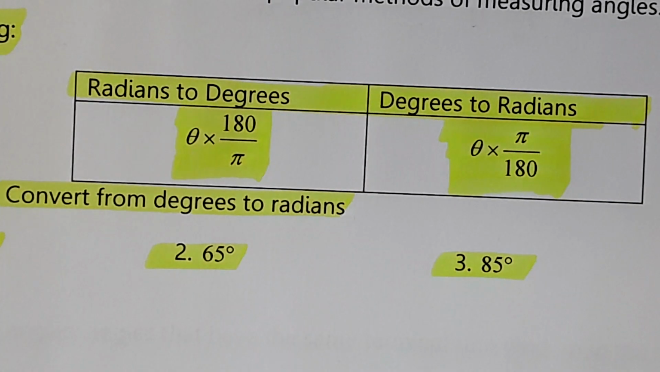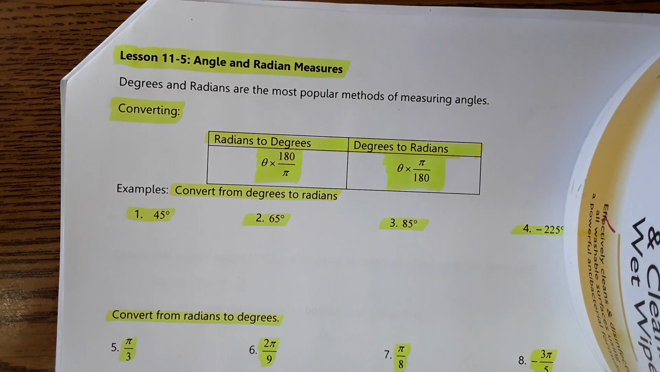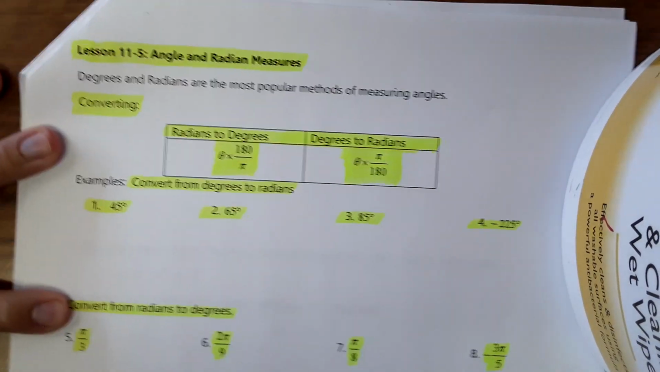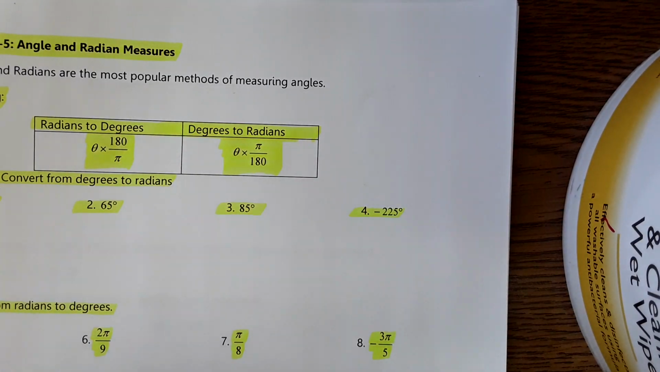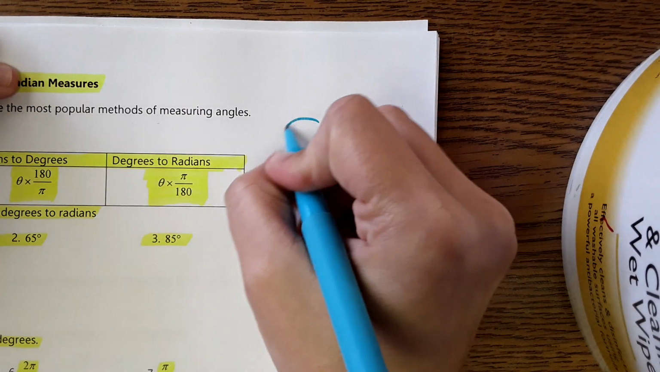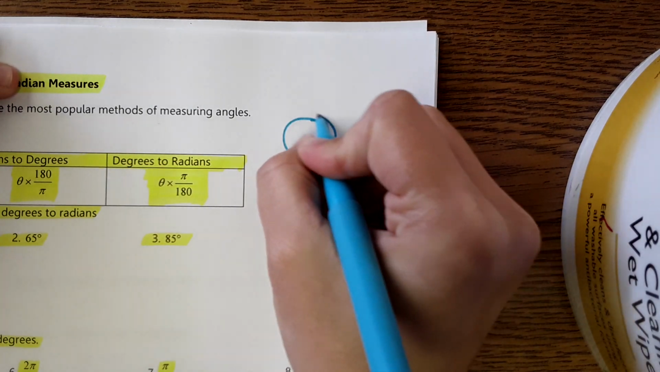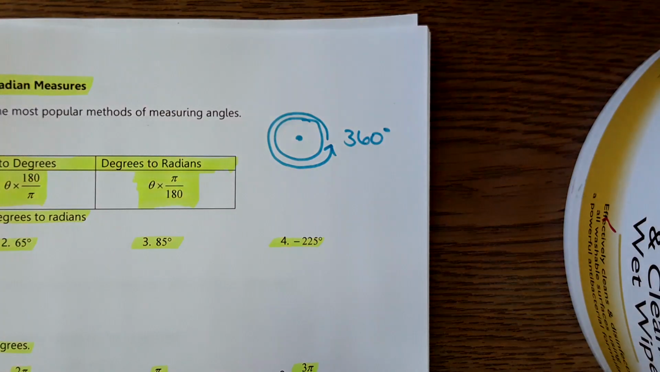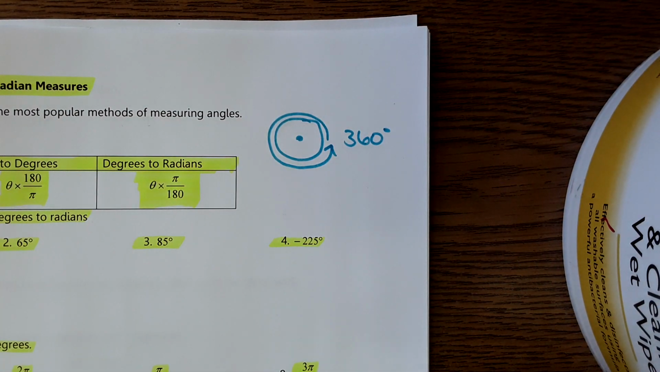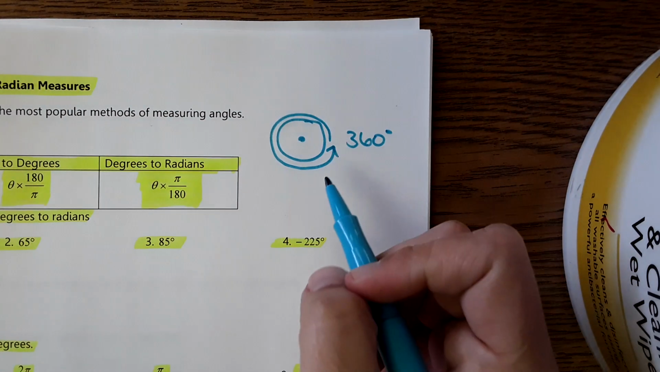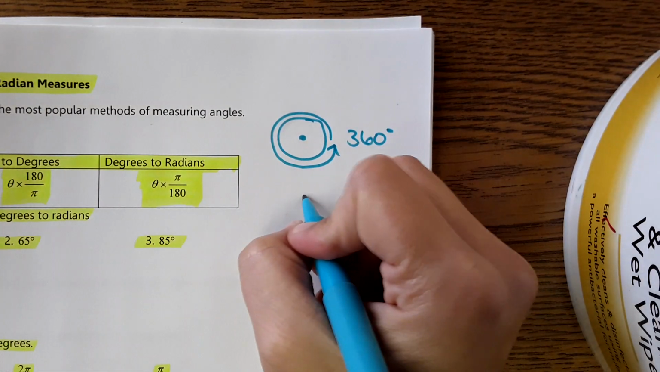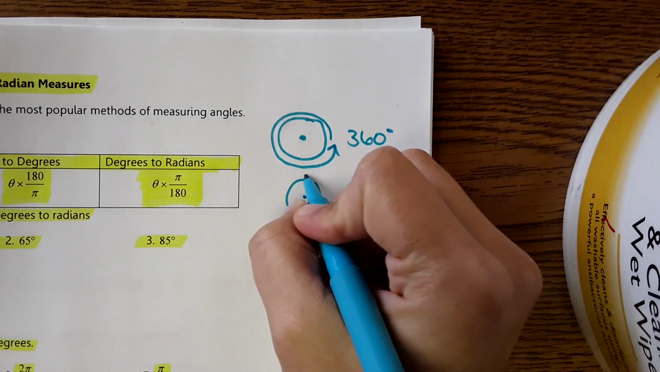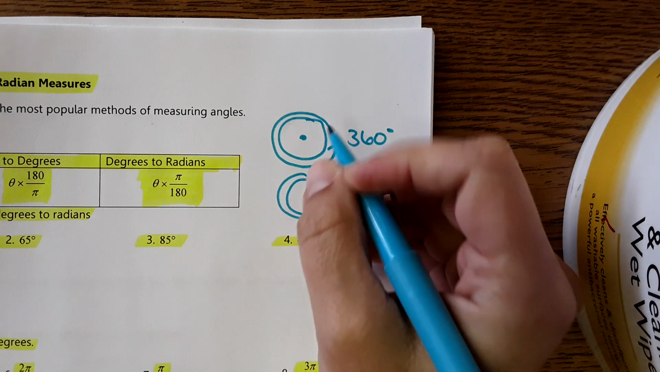Okay, so probably up until now you've used degrees for the measure around a circle, angle measure around a circle. So for example, for a circle all the way around is 360 degrees. But radians is another way to describe the angle measure around a circle, and all the way around the circle in radians would be 2 pi.